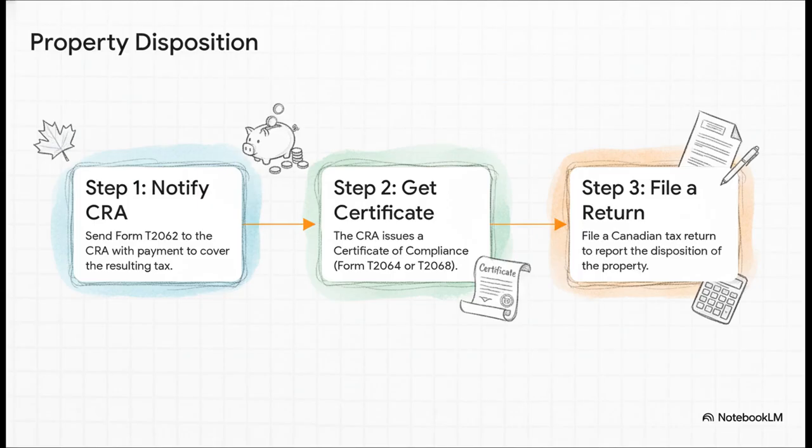It's only after they do this that the CRA will issue a certificate of compliance, and without that certificate, the buyer of the property is required by law to withhold a huge chunk of the purchase price and send it to the CRA. Then finally, the non-resident still has to file a Canadian tax return for that year to report the sale and figure out their final tax bill. It's a multi-step process and you can't skip any of it.